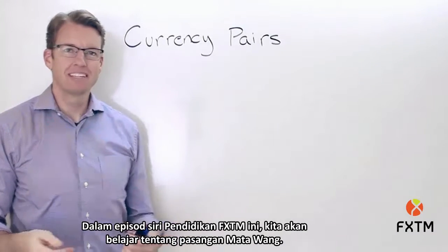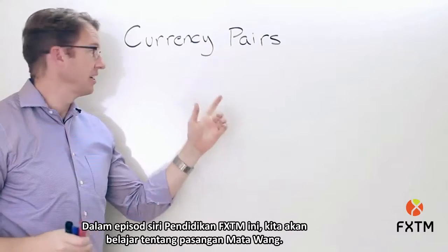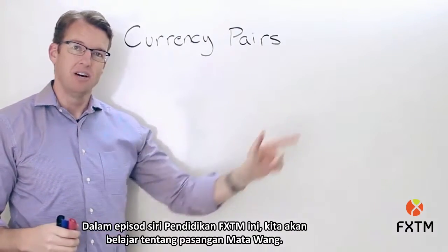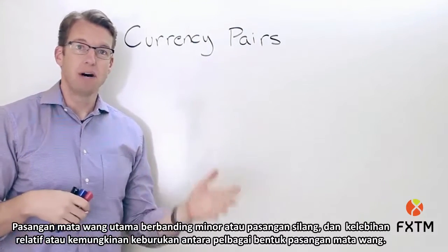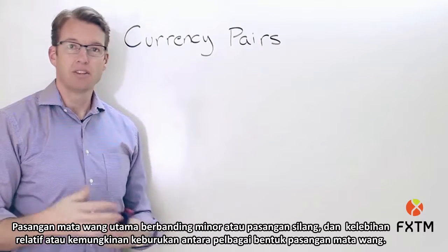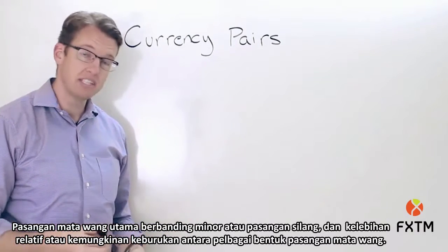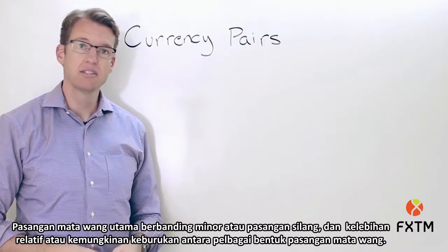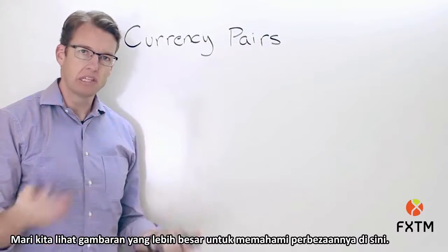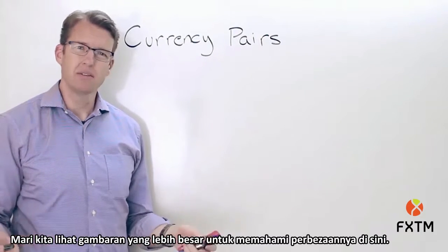In this episode in the FXDM educational series, we're going to be taking a look at currency pairs. What constitutes a major versus a minor or a cross pair, and what are the relative advantages or potential disadvantages between those different kinds of currency pairs? So let's put a little bit of a sense of scale so we understand the difference here.